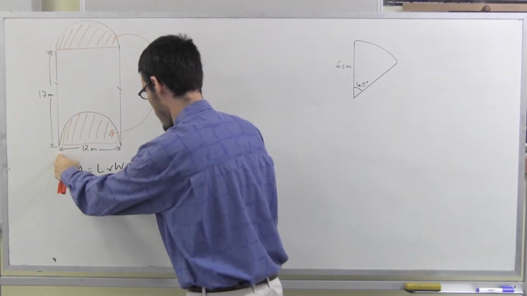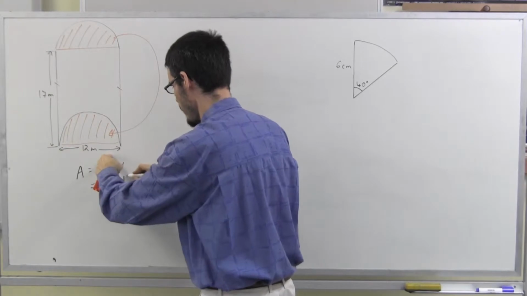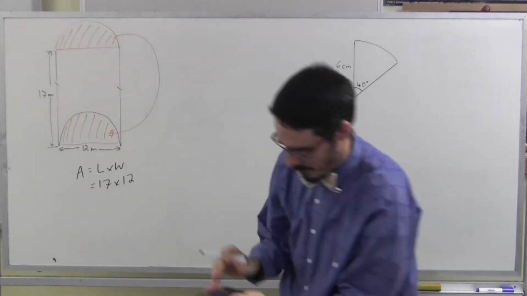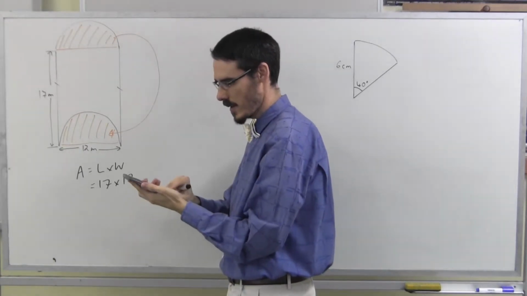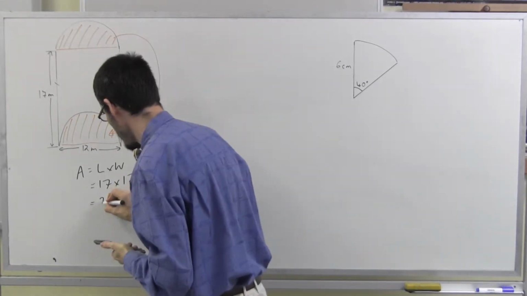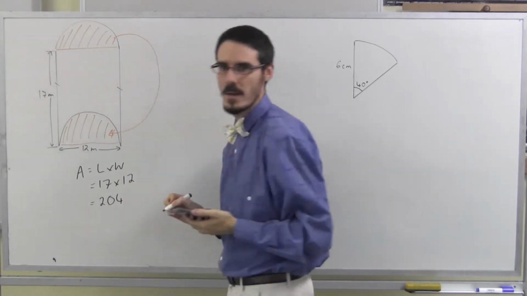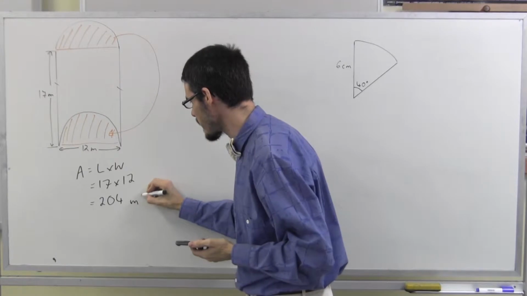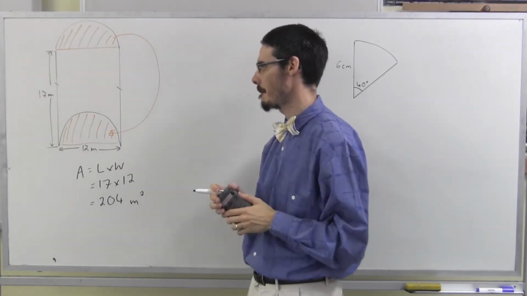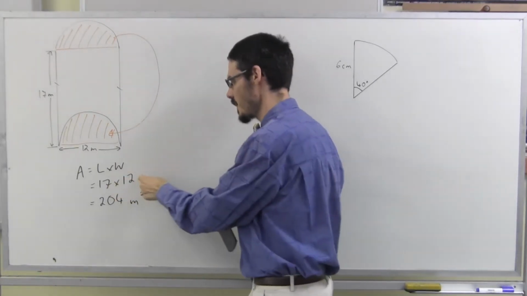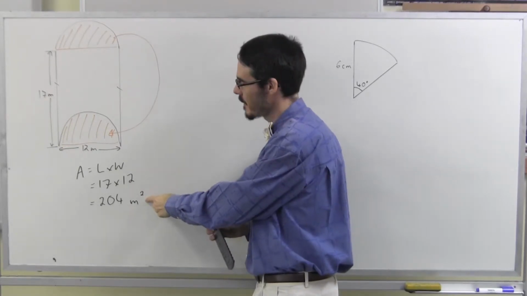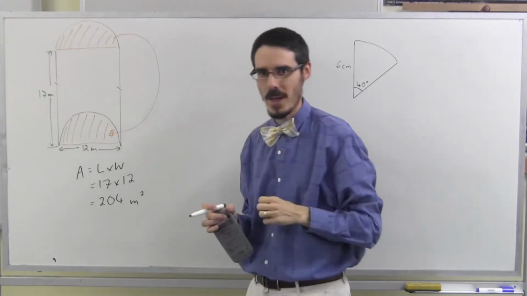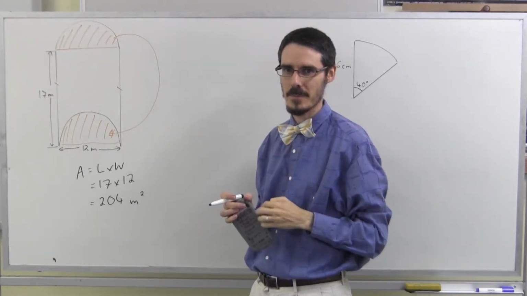17 times 12. And I'm going to need a calculator for that one. 17 times 12 is 204. 204 what? 204 square metres, because it's area. I had a metre times a metre, square metres. Look for those kinds of relationships because often they can make your job much easier.